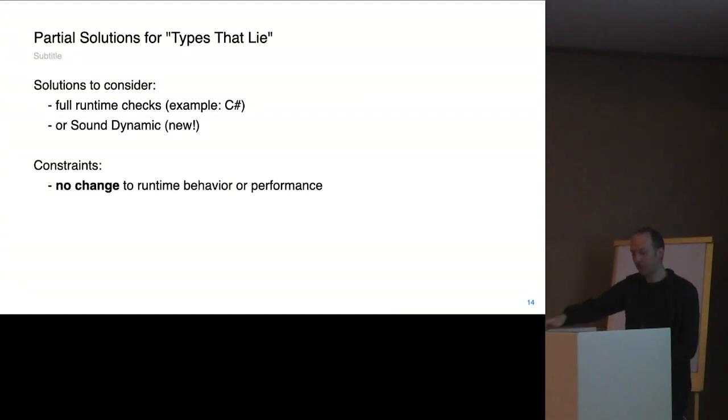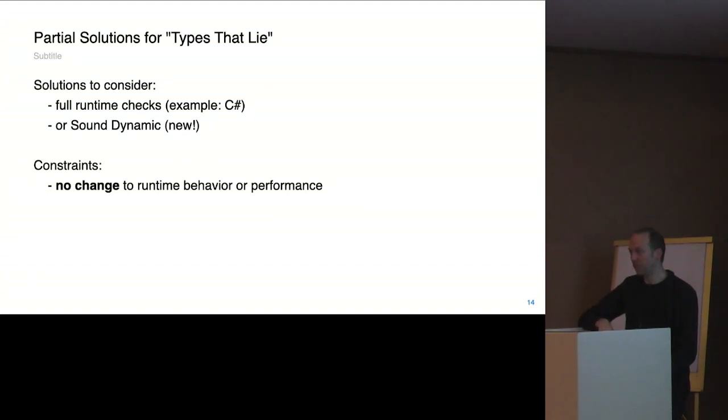So there are some solutions that we considered to this problem of types that lie. One is doing full runtime checks, and that's what C# does, and that was some applause for C#. But unfortunately, we couldn't do that because with our 10 million plus lines of code that run in some of the web's most valuable properties, we can't really do much to change runtime behavior or performance characteristics. So it's a pretty invasive change, changing what the code means in order to add more runtime checks, and we just couldn't do it.